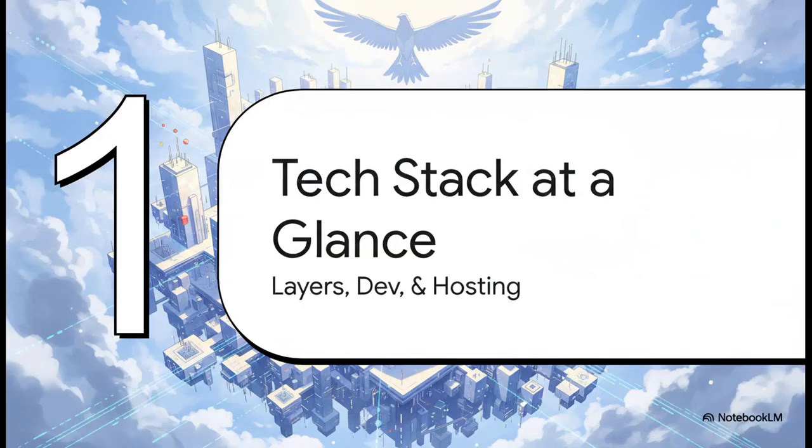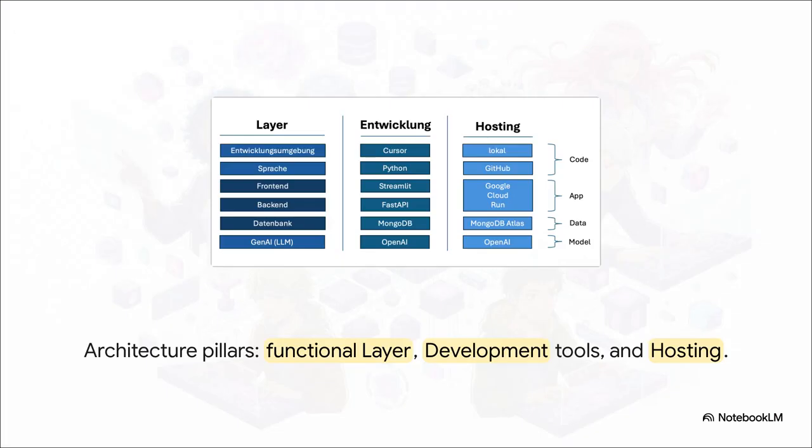Okay, first up, the tech stack at a glance. Let's look at the layers, the development tools, and the hosting environment. Now this diagram you see here, this is our blueprint for the entire discussion. It's really organized into three core pillars. On the left, you've got the functional layers, everything from the dev environment up to the Gen AI model itself. The middle column, Entwicklung, that's our list of the actual technologies used for development. And then over on the right, hosting, shows us where each part of the stack actually lives. So let's break this down piece by piece.